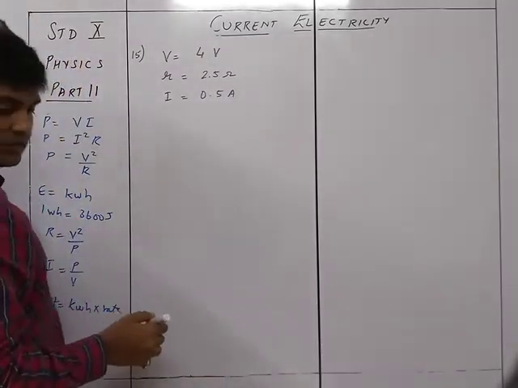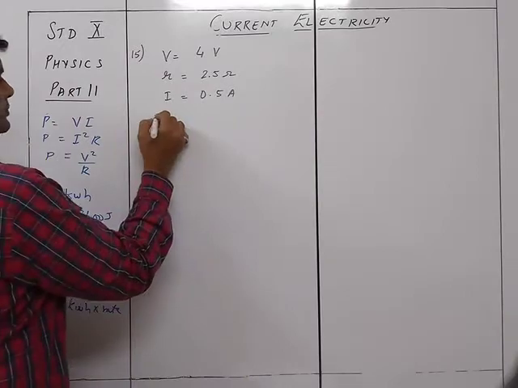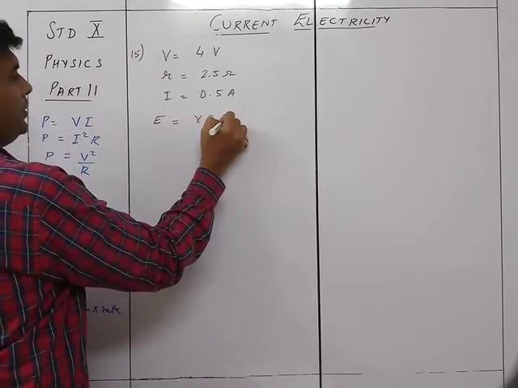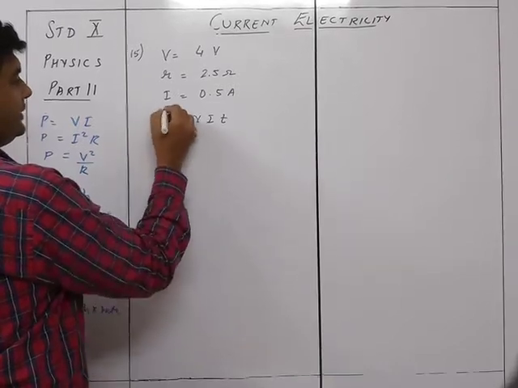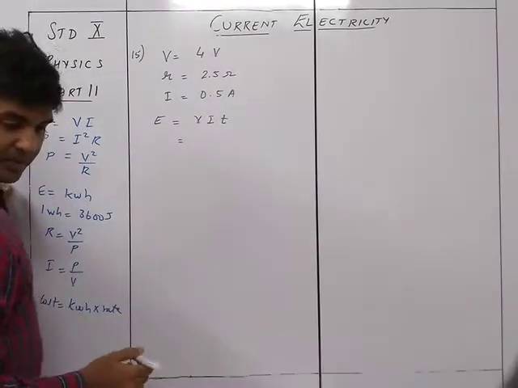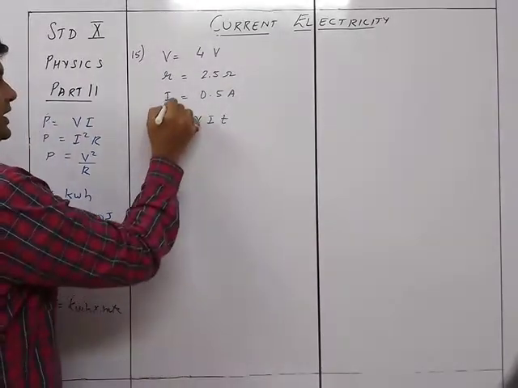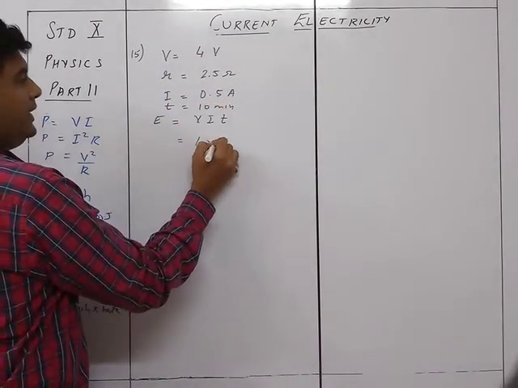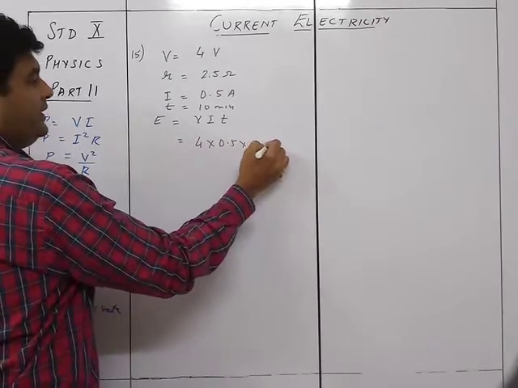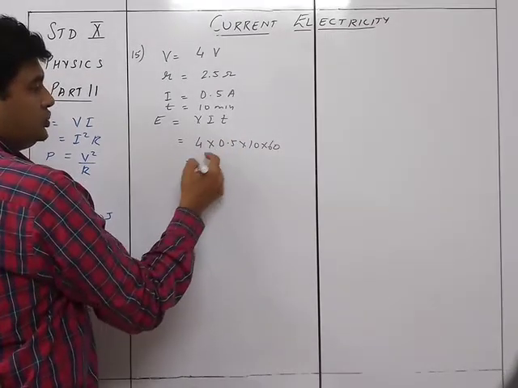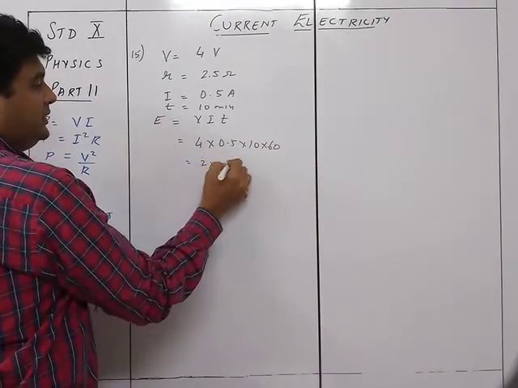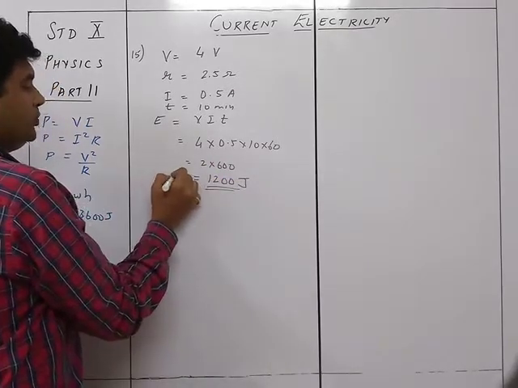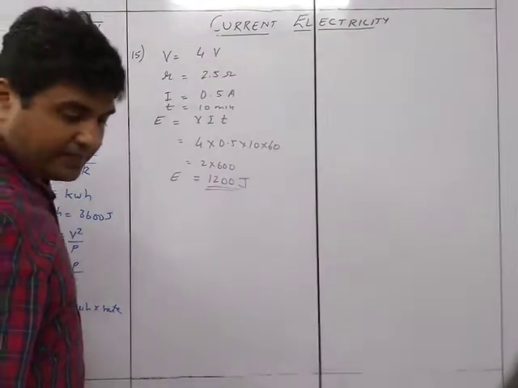So in 10 minutes the total energy supplied. Energy is equal to V into I into T. Time is 10 minutes. So we have 4 into 0.5 into 10 into 60. So that is 2 into 600, which equals 1200 joules. So the energy consumed will be 1200 joules in 10 minutes.